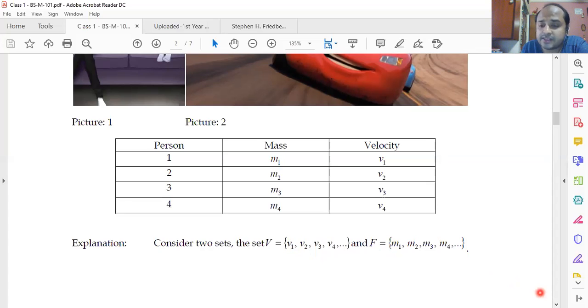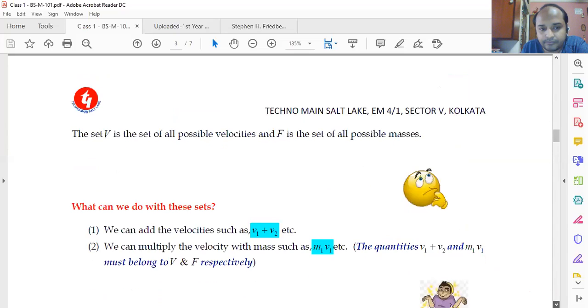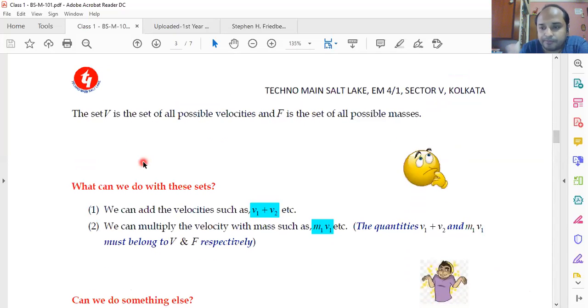Now since these two sets are different, I'm going to connect the two sets together in some way. So let me show you the connection. I'm thinking right now what we can do with these particular sets, the set of velocities and the set of masses. After a little thought, I have understood that if I have the set capital V, I can define some operations in it in the following manner.